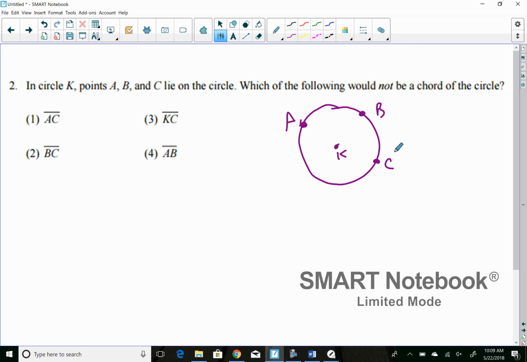A to C would be a chord because it has 2 endpoints on the circle. B to C would be a chord because it has 2 endpoints on the circle. K to C, well, that starts from the center and goes, this is a radius, so that's not a chord. A to B would also be a chord. No matter where I drew A, B, and C, all 3 of those choices would be chords. Choice 3 would always be a radius.